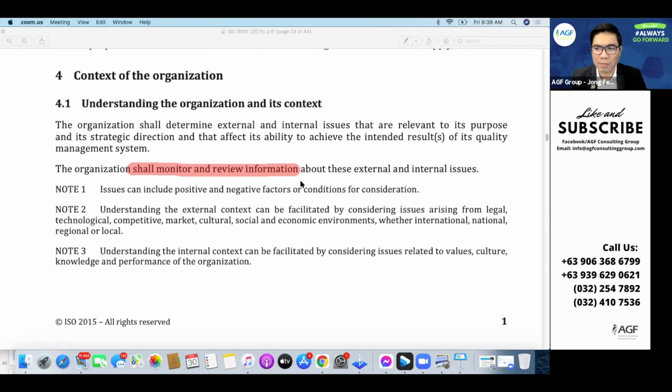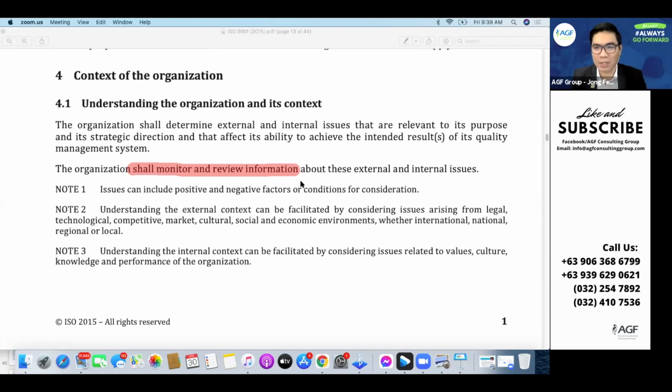That's why we're talking about retrievability, and most importantly, that SDD, that 4.3 document, shall be maintained as documented information. When we say maintain, you have to update it. That's maintenance. You have to make sure that it's of the latest version. Now, all those stipulations, all those explicit requirements mentioned in 4.3 are not found here in 4.1. It only says, shall monitor and review information.